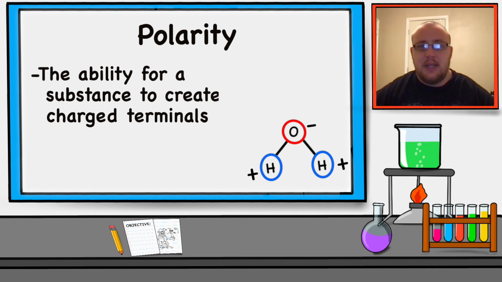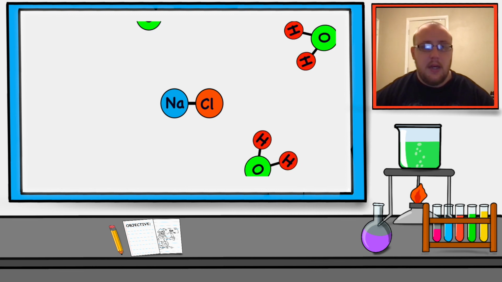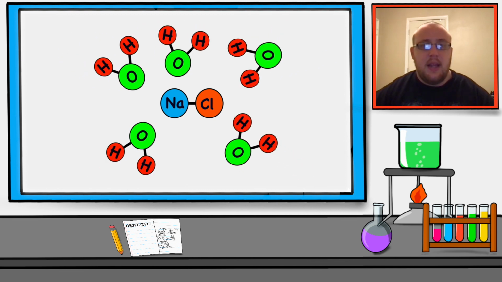Those sections have the ability to act on other molecules according to their charges. For example, the partial negative portion of the water molecules will bind to the partial positive portions of other molecules. If the water molecules can surround other molecules, then they can cause it to dissolve and create a solution.